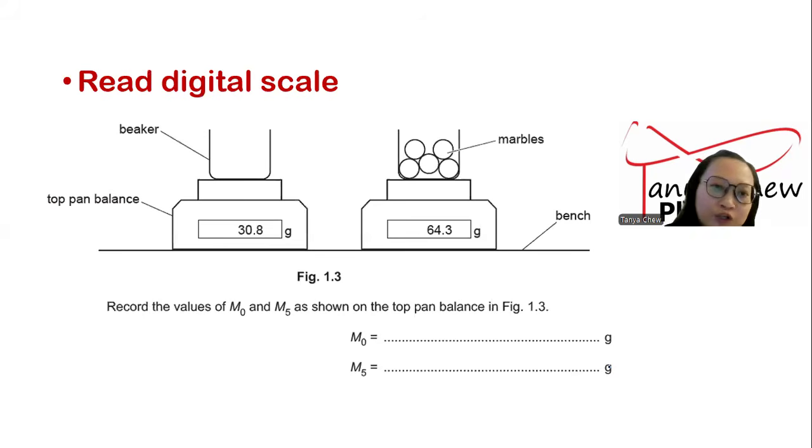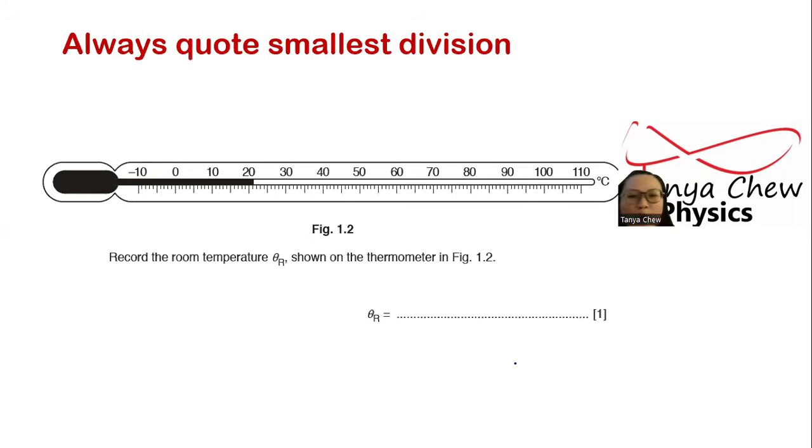Now, what about reading the digital scale? Reading the digital scale will be easier as compared to the analog scale because you don't have to determine the sensitivity of the apparatus. Look at this question. Record the values of M0, M0, and M5 as shown on the top pan balance in Fig 1.3. So you just take the reading, 3 marks, 30.8, 64.3 gram. Unit has already been given. So you can just put in the numbers. That will do.